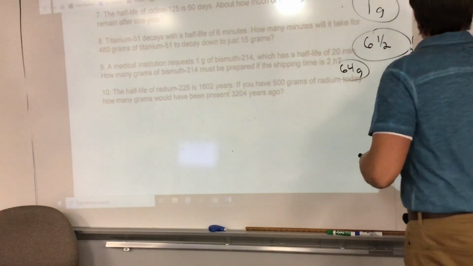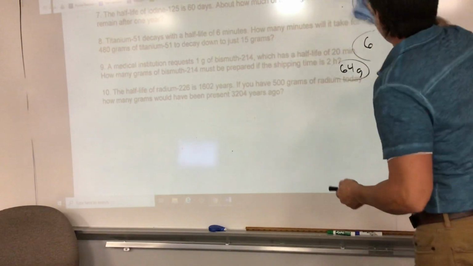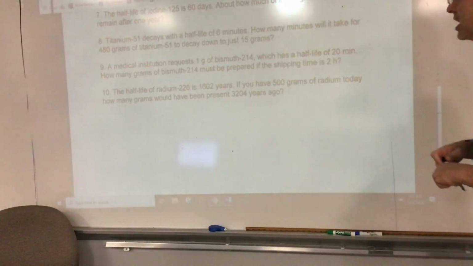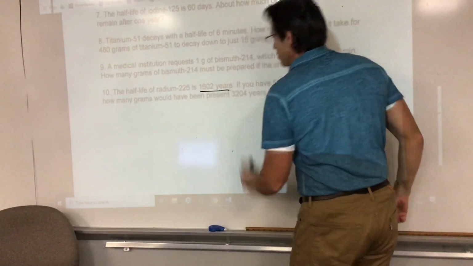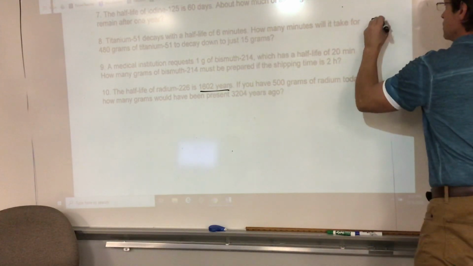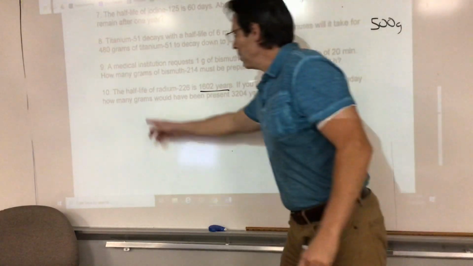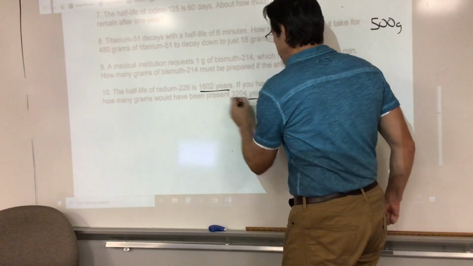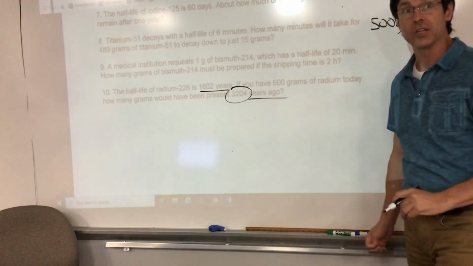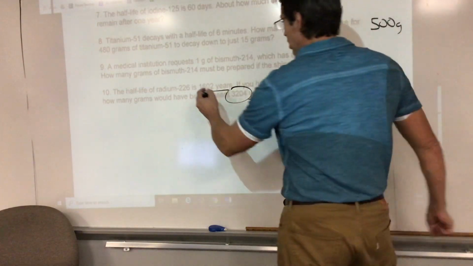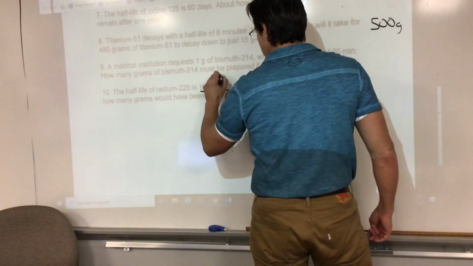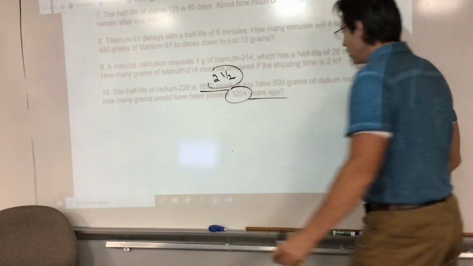Last one. Number 10. The favorite one, 10. The half-life of radium-226 is 1602 years. If you have 500 grams of radium, how many grams would be present 3204 years ago? So I have to do that backwards. This is like that problem on number 3, 326.4 grams. Basically, 3204 is 2 half-lives. So I'm going through 2 half-lives.